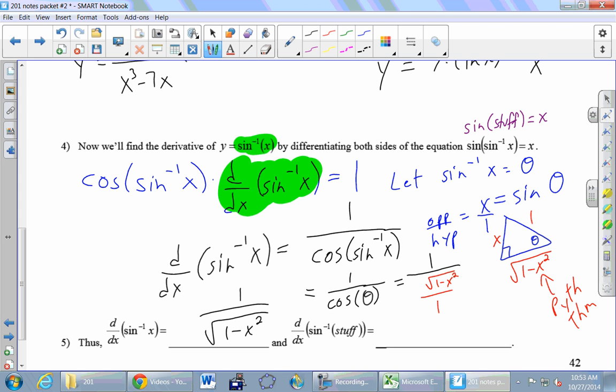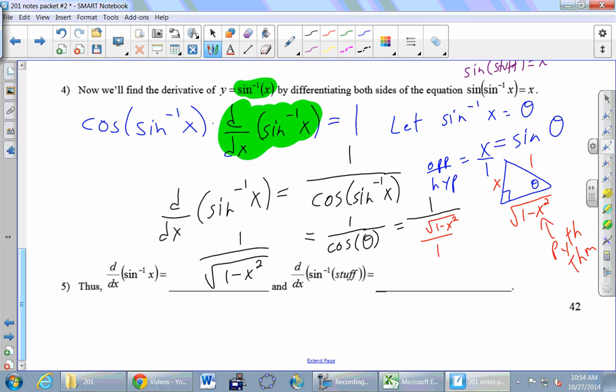And so then this gives us another opportunity for the chain rule. So what's the derivative of inverse sine of stuff? Normally it's 1 over root 1 minus x squared. It becomes 1 over root 1 minus stuff squared. Right? We just change the x into some stuff. And then again, we pay for it times the derivative of stuff.